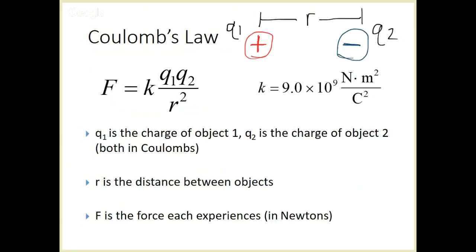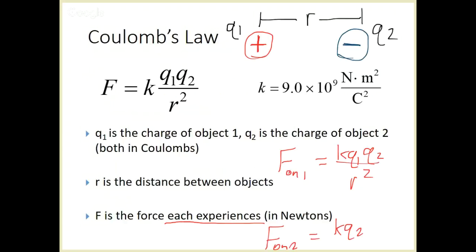It would be the same, yeah. A few hints about that one. Down at the bottom, F is the force that each experiences. Also, if I wanted to find the force that Q1 feels, it would be K times Q1 times Q2 over R squared. If I wanted to find the force that Q2 would experience, force on 2, that'll be K times Q2 times Q1 all over R squared. Q1 times Q2 is Q2 times Q1. It's the same thing. Multiplication is commutative. So it doesn't matter which one has more of a charge. They both feel the same force from being in the same vicinity together.